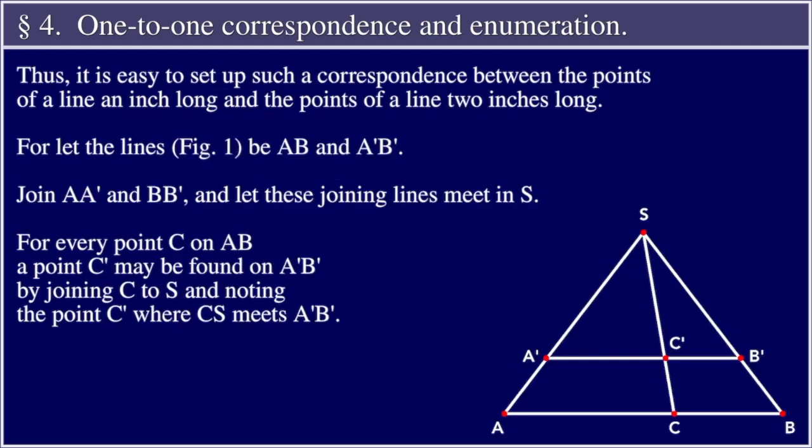Thus, it is easy to set up such a correspondence between the points of a line an inch long and the points of a line 2 inches long. For let the lines, figure 1, be AB and A'B'. Join AA' and BB', and let these joining lines meet in S. For every point C on AB, a point C' may be found on A'B' by joining C to S and noting the point C' where CS meets A'B'.